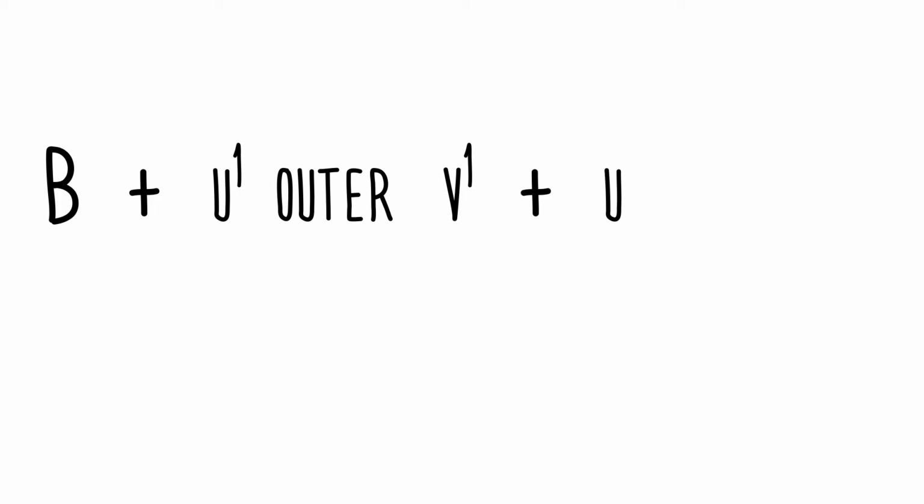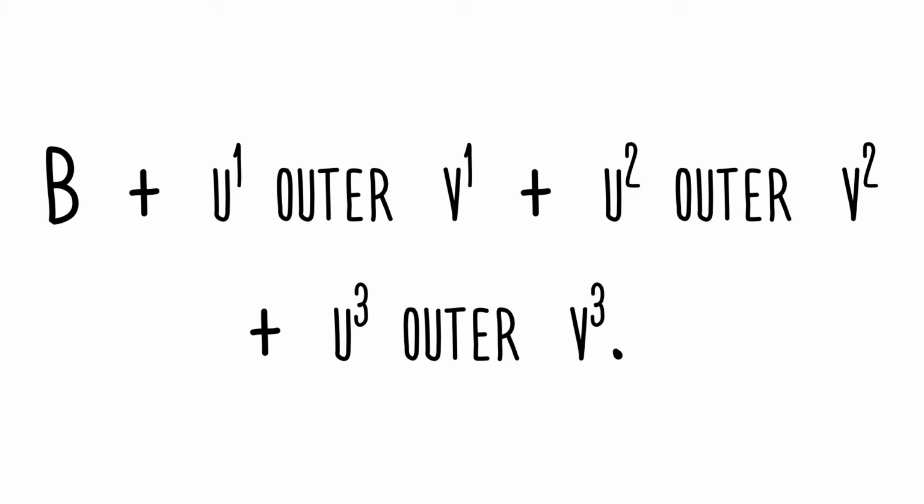Then we can add more blocks: B plus U1 outer V1 plus U2 outer V2 plus U3 outer V3, etc. We can add one outer product for each block. It turns out that the vectors U and V don't have to be made only of zeros and ones, but may represent more complicated patterns such as polarized tastes. For example, if they take value 1 on one group and -1 on another group.